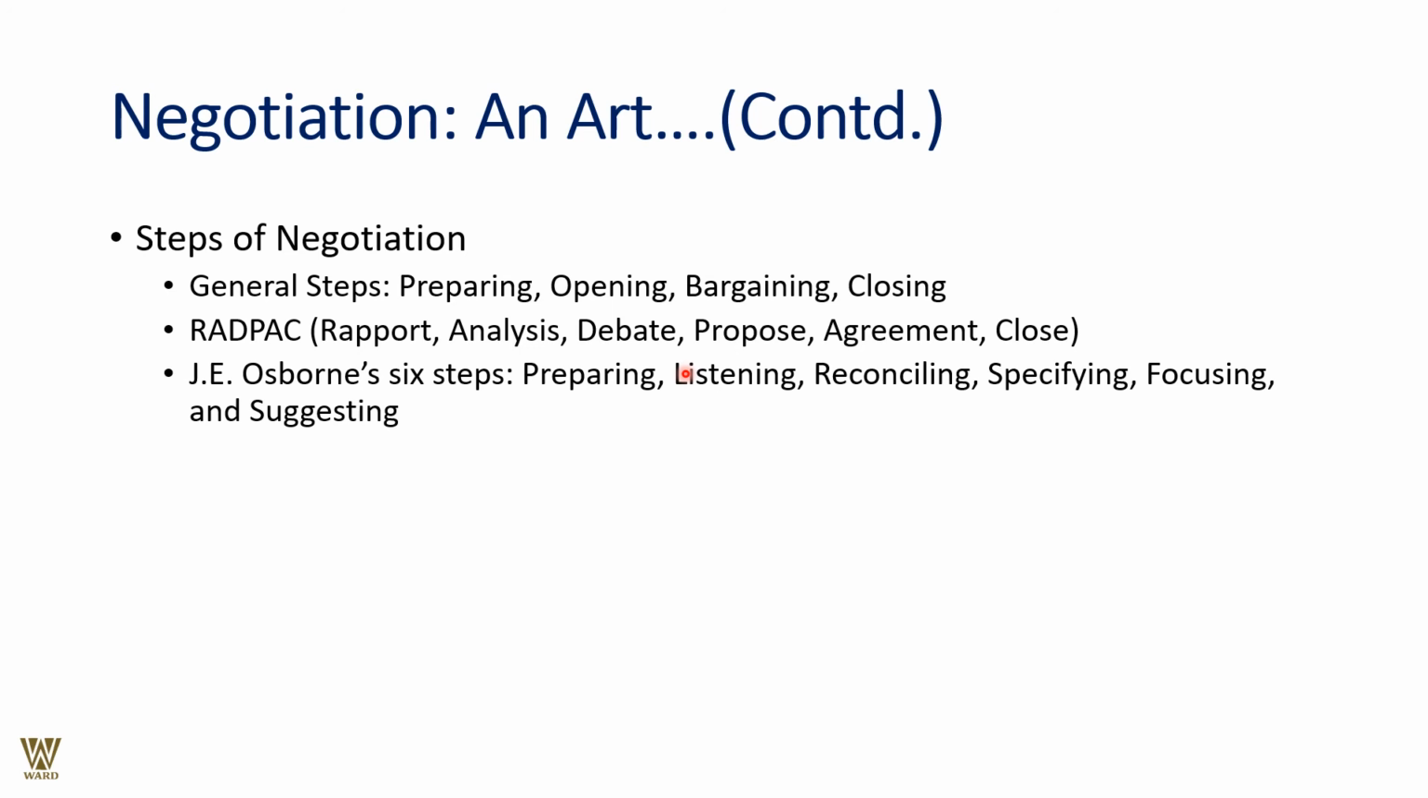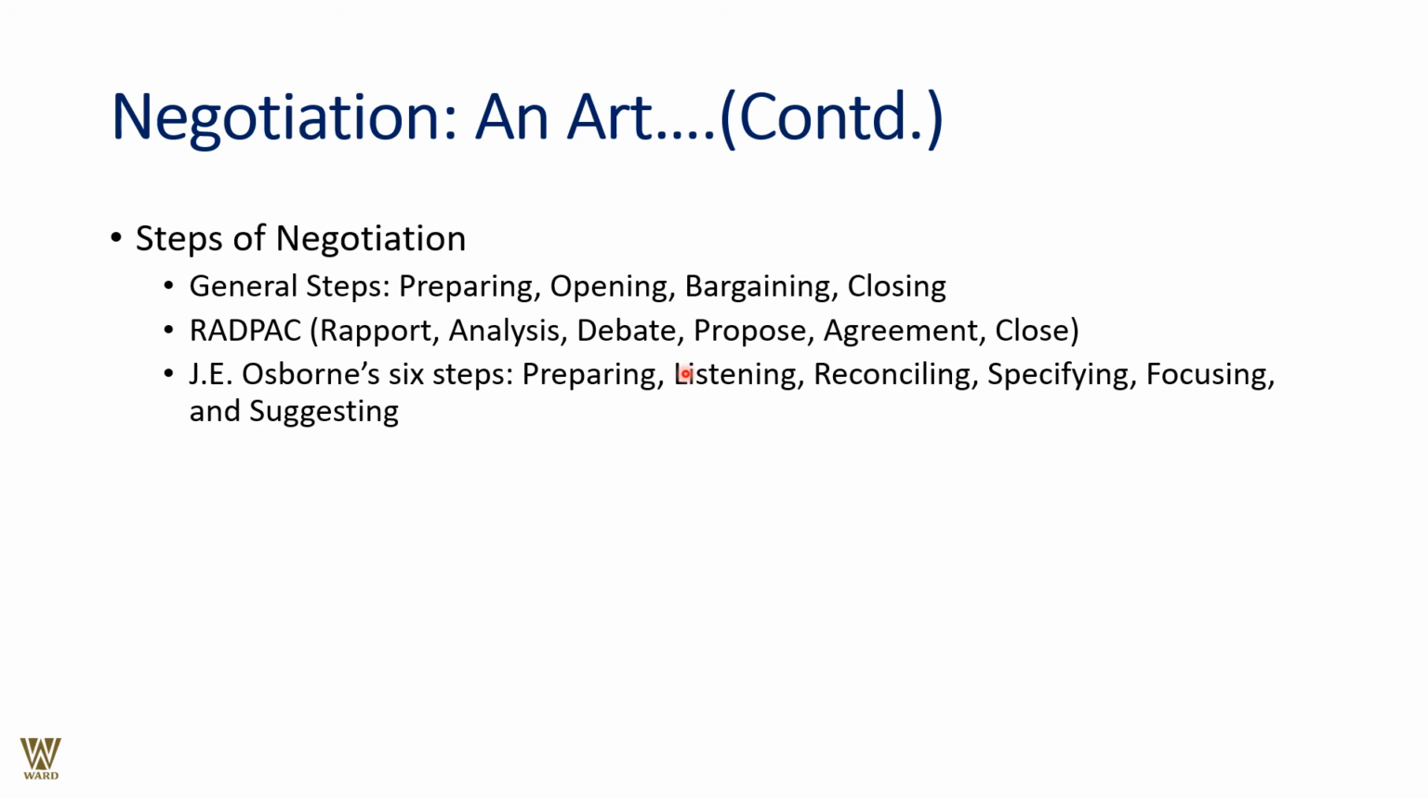Then start with analyzing the problem. What is the pain point? How do you go about it? And debate upon it. What is right and what is wrong? This is RAD, that is rapport, analysis, and debate. Then we come to PAC, that is purpose, agreement, and close. The outcome of the negotiation process is to settle the issue once and for all, and that is what purpose is all about. You come to an agreement and close it. So that is RAD-PAC: rapport, analysis, debate, purpose, agreement, and close.